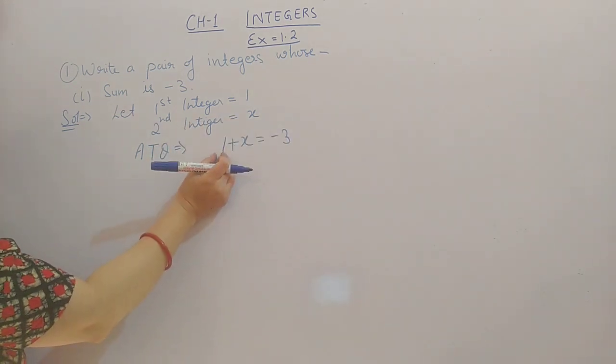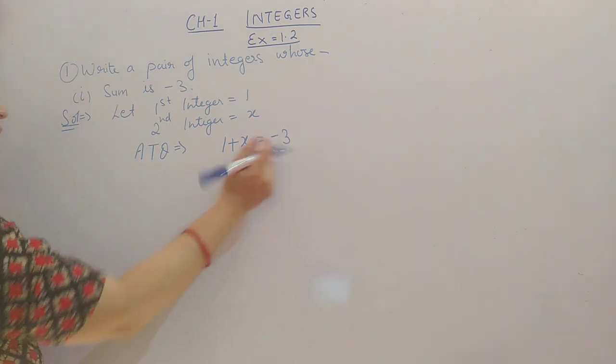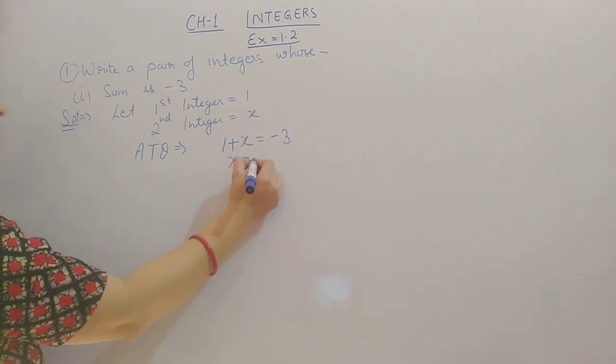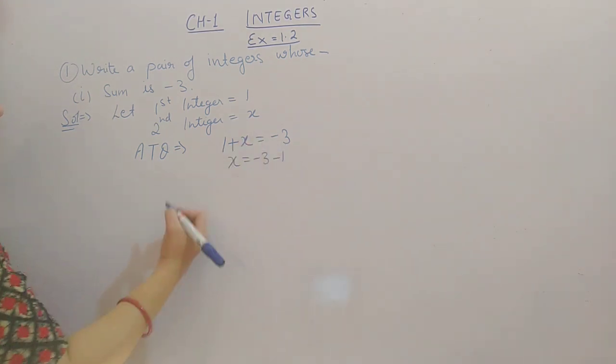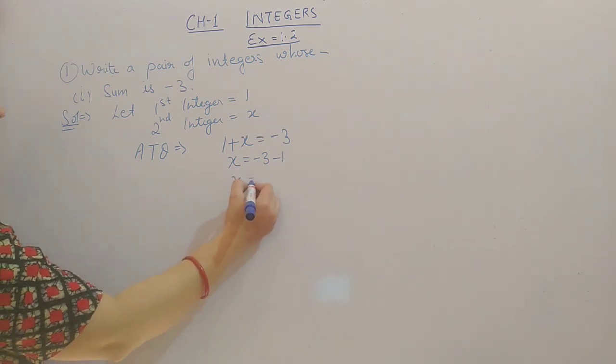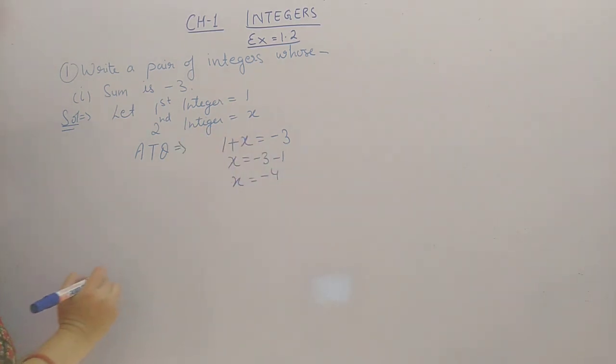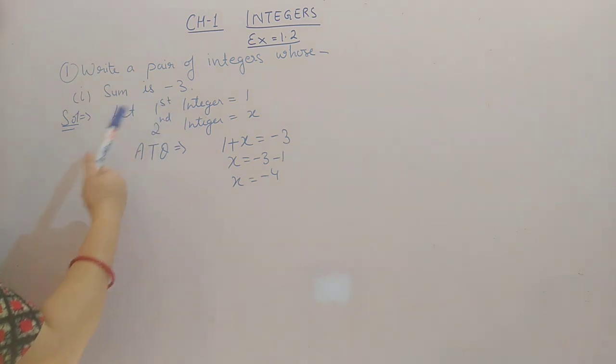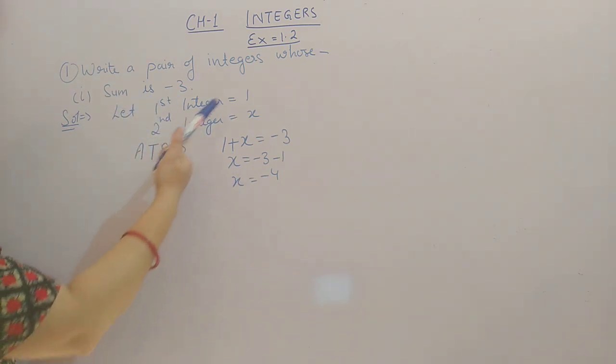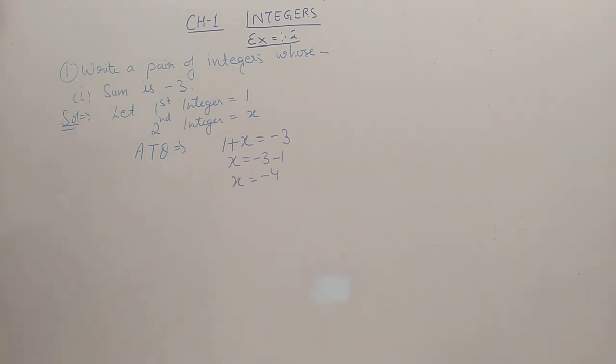Now this 1, which is here in addition, shifts to the other side. It will go for subtraction. So minus 3 minus 1, the answer will be minus 4. Directly also you can do this question. If you know the sum is minus 3, then 1 and minus 4, or any other example; there are so many answers for this question.